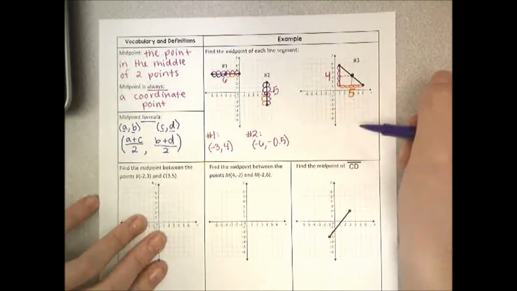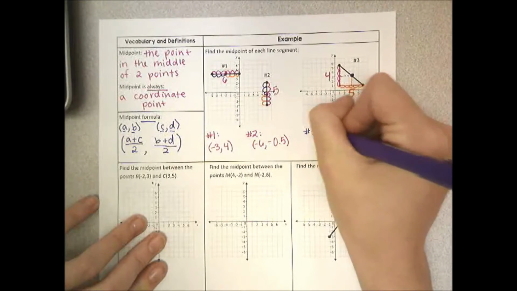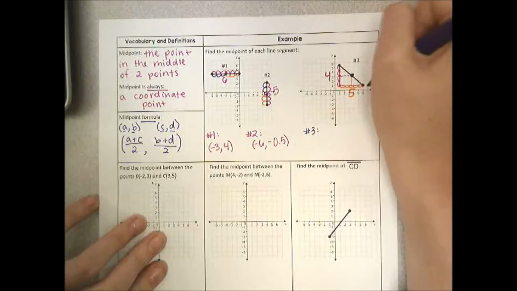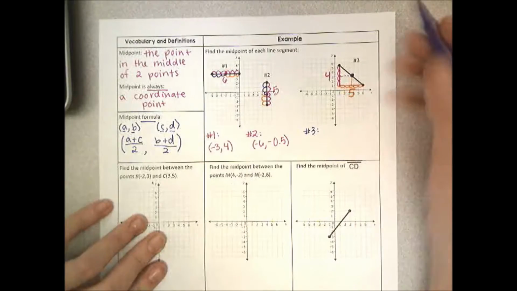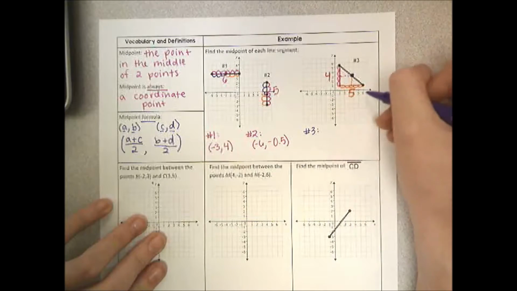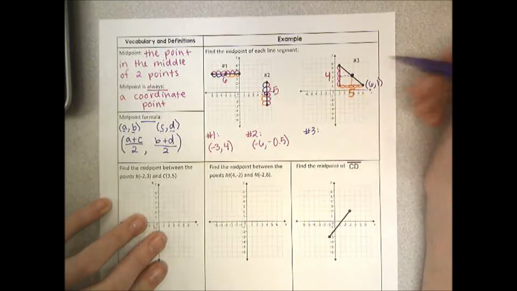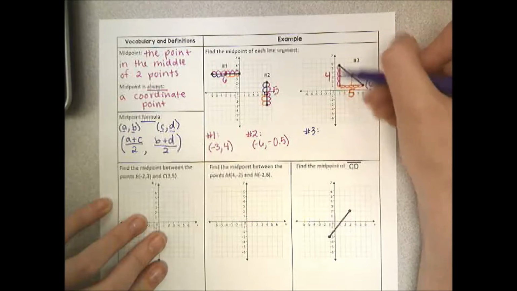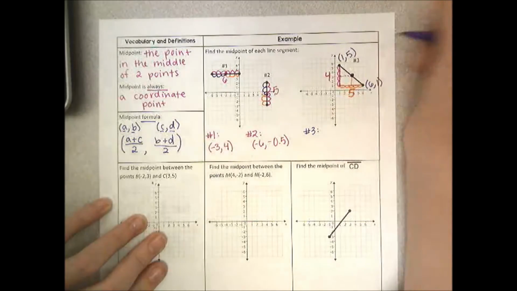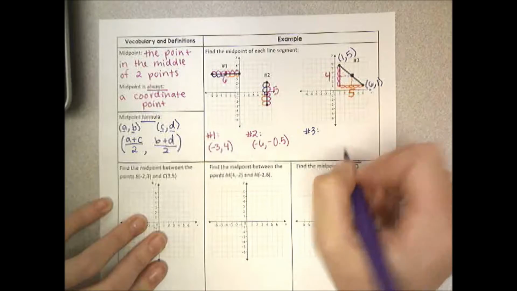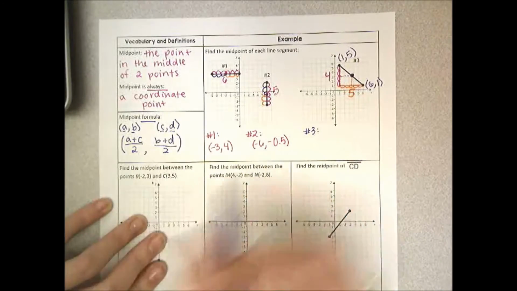So let's go ahead and try to use that over here. So for number 3, first I need to find what those two endpoints were so that I have these 2 points to begin with. So it looks like my endpoint over here is at (6, 1). And my endpoint up here is at (1, 5). All right, so I have my 2 points, and I'm going to use my midpoint formula.